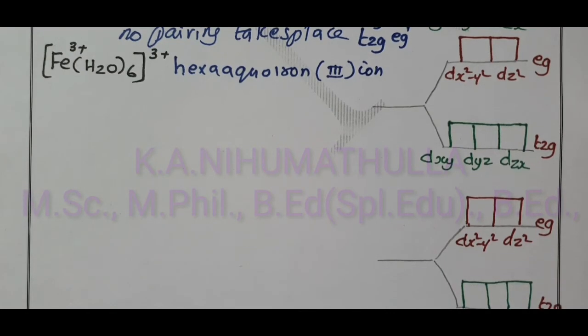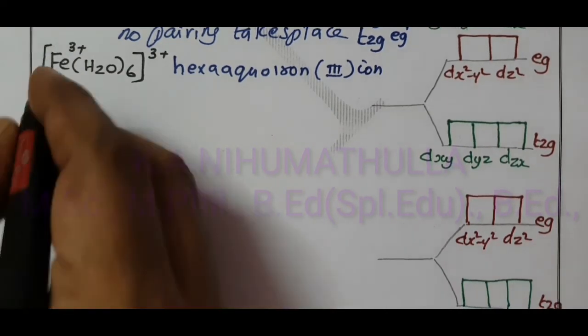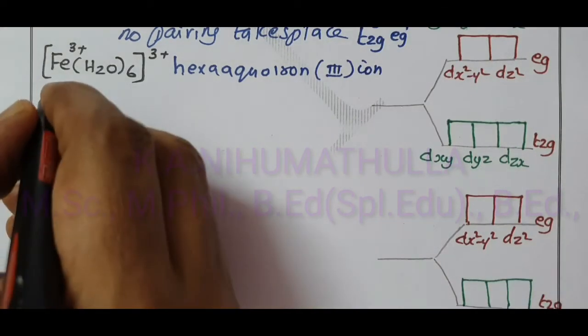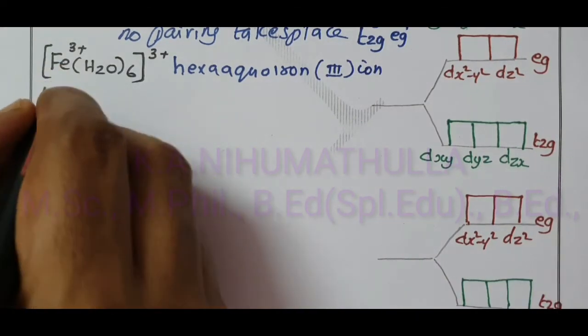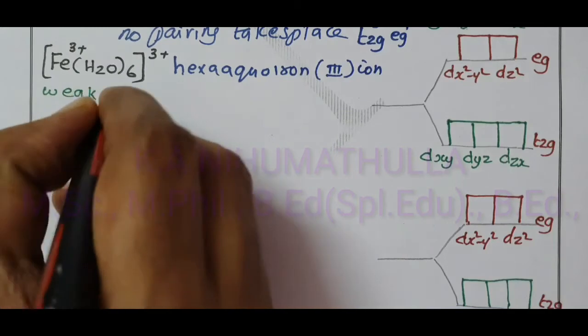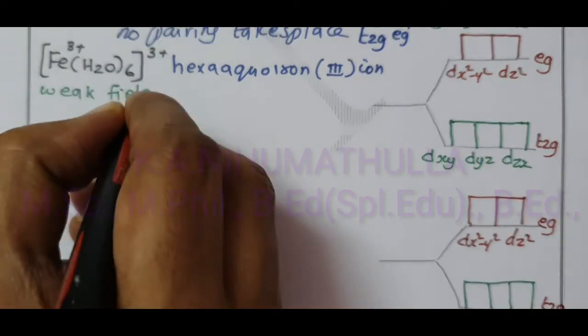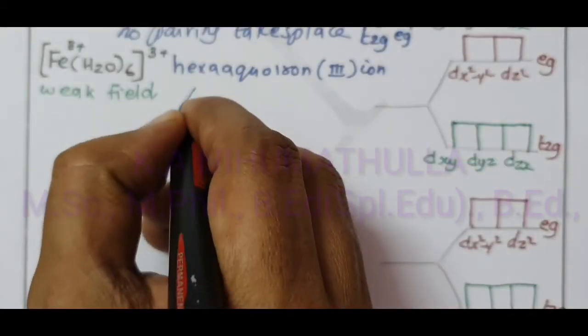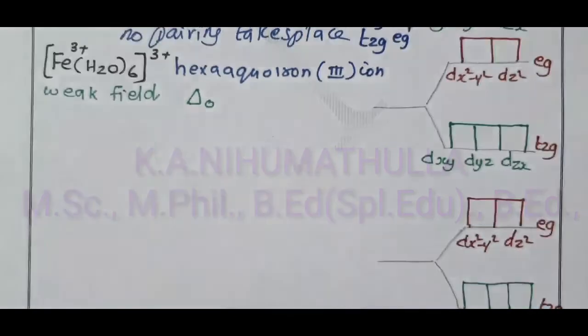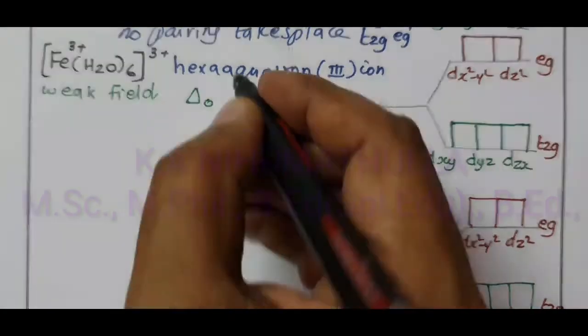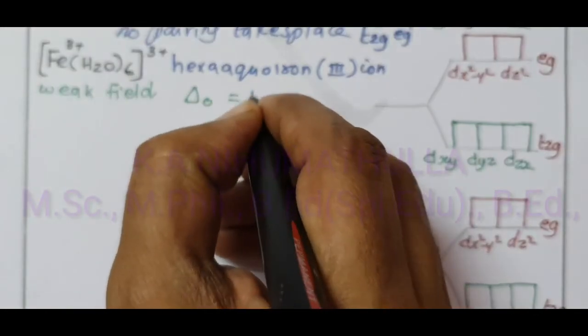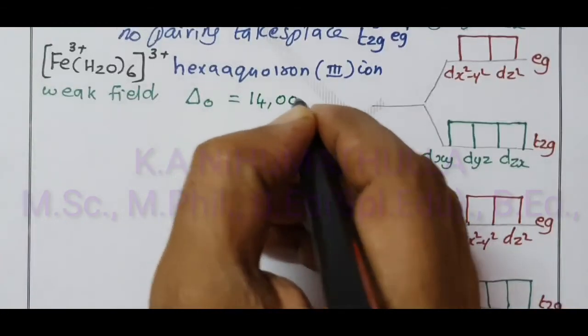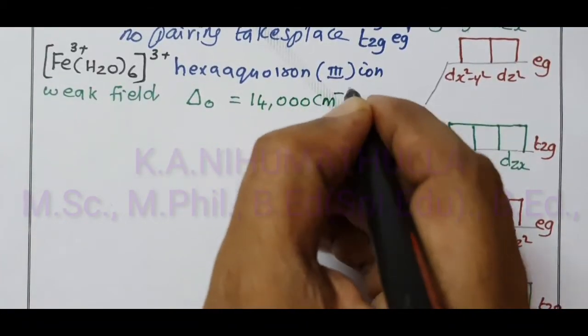In this complex, aqua H2O is a weak field ligand. Therefore, the complex is called a weak field complex. Its Δo, that means the octahedral crystal field splitting energy value, is equal to 14,000 cm⁻¹.